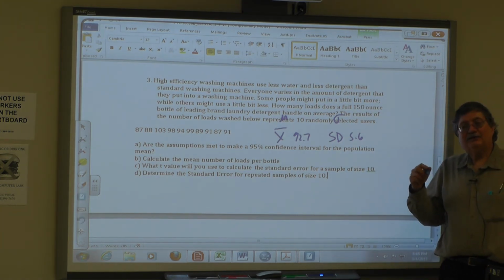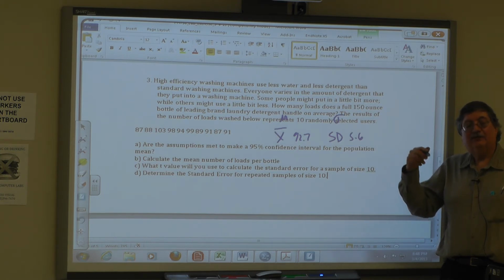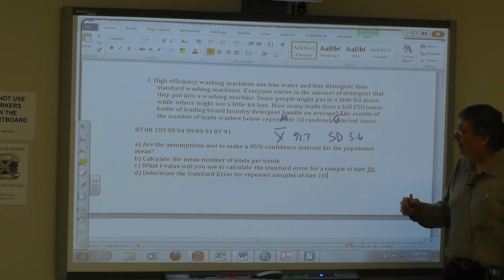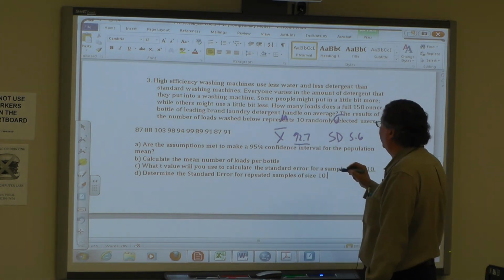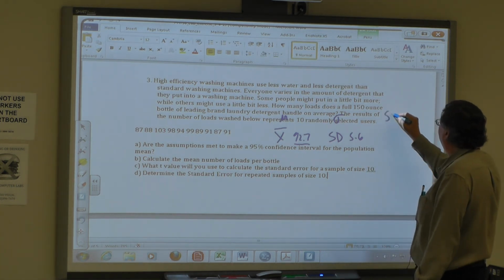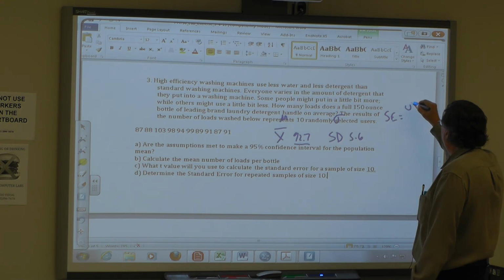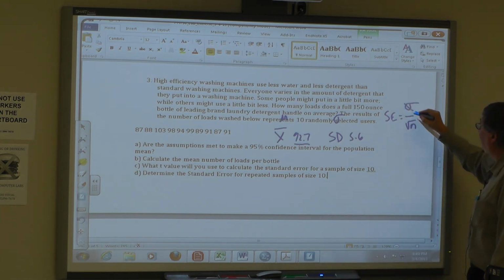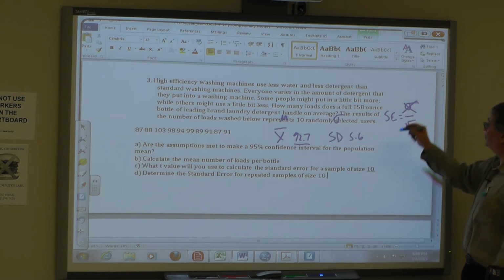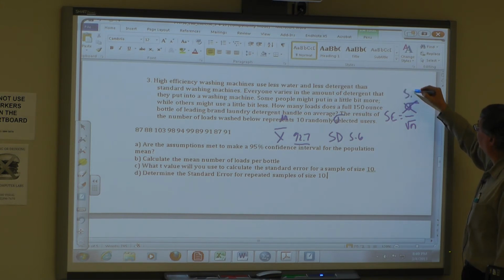Now, remember what we did before? If I wanted to know the 95% confidence interval for the true average number of loads you could do with this particular brand of detergent, well, I got the mean, and I would want to know what the standard error for these repeated samples is, right? And the standard error is going to be equal to the standard deviation over the square root of the sample size. Problem is I don't know that, right? And the only thing I can use to approximate that is the same thing I did with the mean, which is to use the standard deviation.